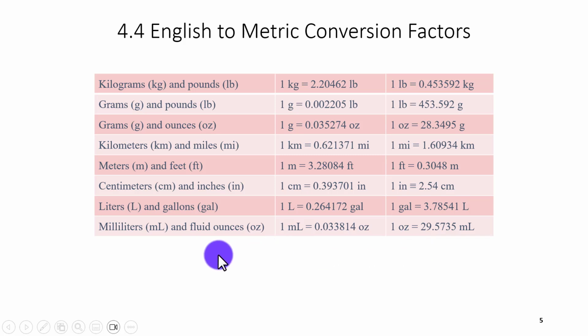Once again, you would set these up just like the metric units, as a fraction with the unit that you want to end up with on top and the unit that you're starting out with in the problem on the bottom. So if you start out with grams, the grams will be at the bottom, so the 1 gram at the bottom, the pounds at the top, etc., depending on where you start.